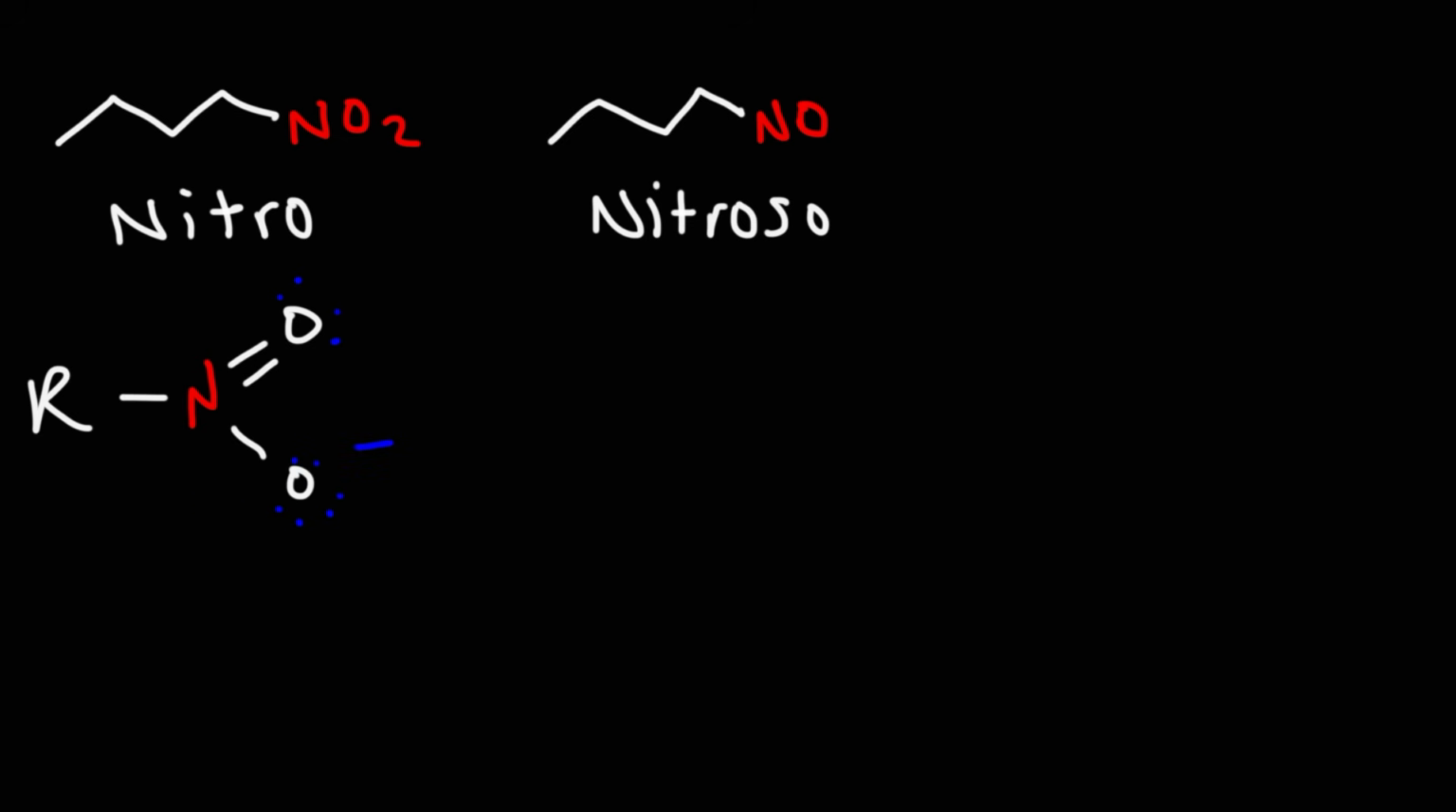This oxygen has a negative formal charge. The nitrogen, because it has 4 bonds, has the positive formal charge. In a nitroso group, it looks like this. You have a nitrogen double bonded to an oxygen, and it has a lone pair. The nitrogen is neutral.